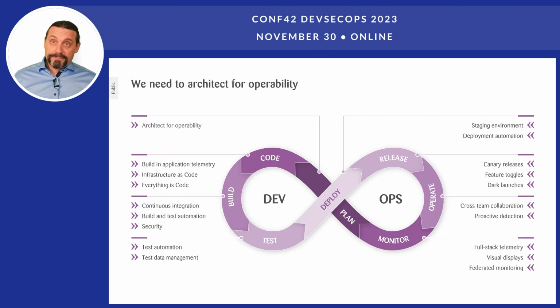So we need to architect for operability. This leads us to this infinity symbol, where you can see that when we are planning, we already need to architect for operability. Whenever we are architecting a system or a subsystem or a microservice, we need to think about how it is going to be operated in production, and based on that, we define the architecture. And then when we are going to code, we need to build in application telemetry. The developer also needs to think about how to get the data out into the logging systems.